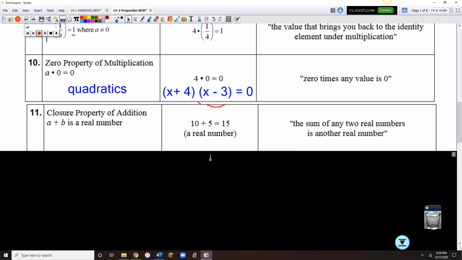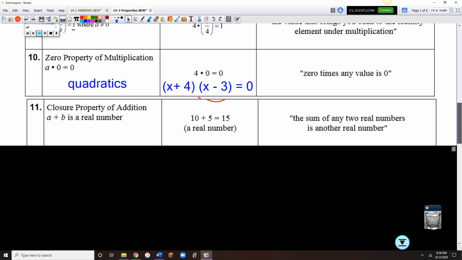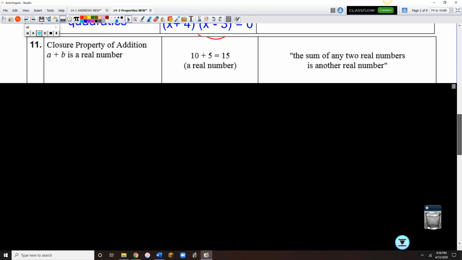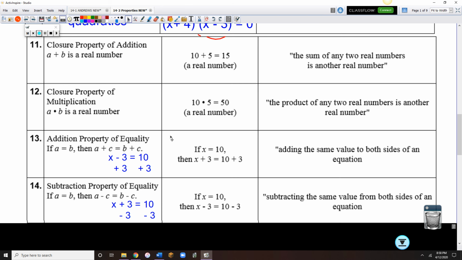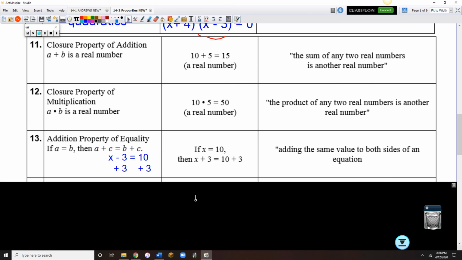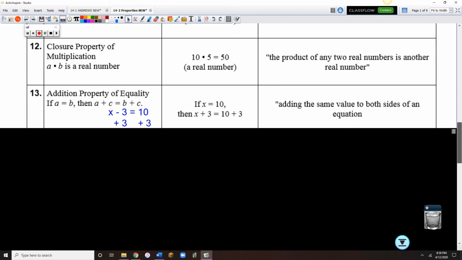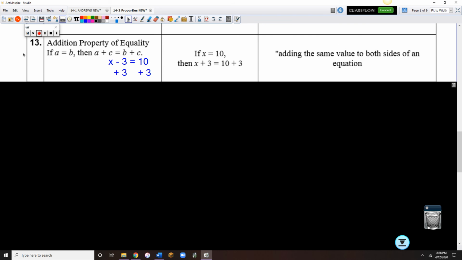Closure. We just talked about closure in lesson 14.1, so I'm going to skip over these in our video. The next one I'm going to talk about is number 13, the addition property of equality.